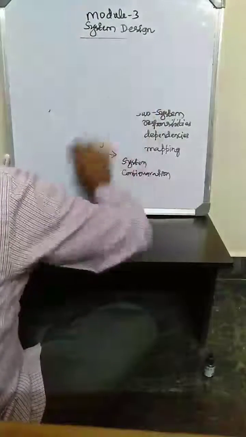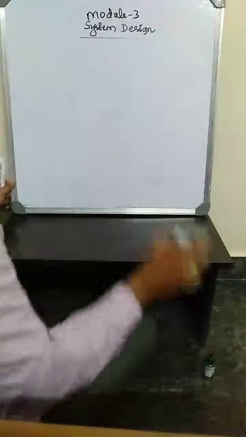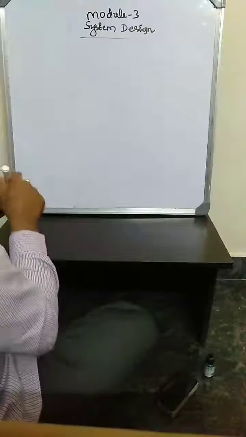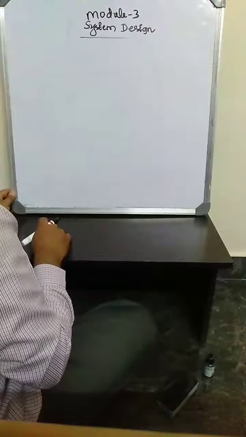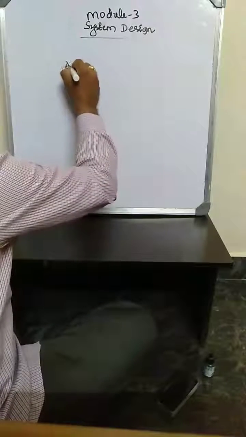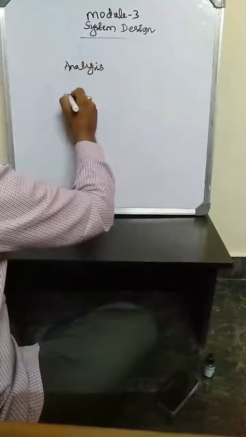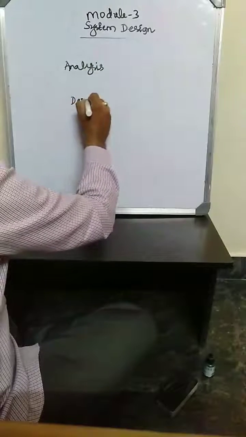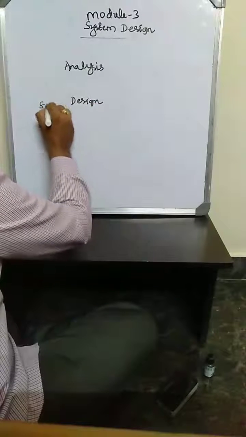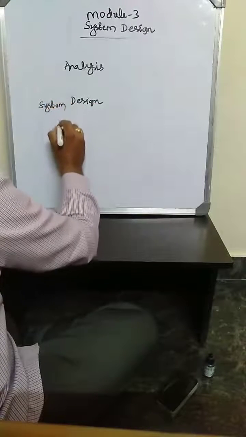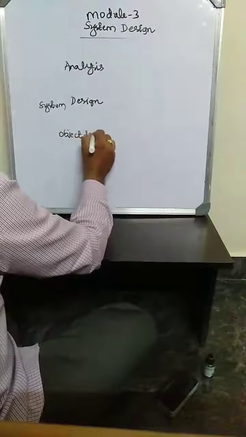Now, if we move on, we will go with respect to the activities of the system design. So in that activity side, we have analysis, system design and object design. We have system design and we have object design. Okay, one diagram that will come, object design.